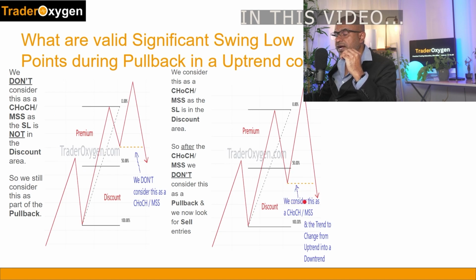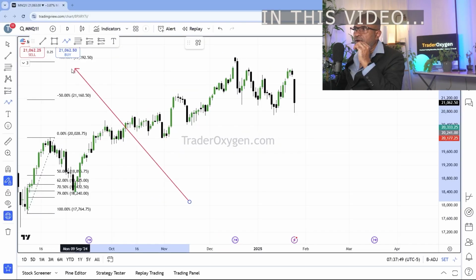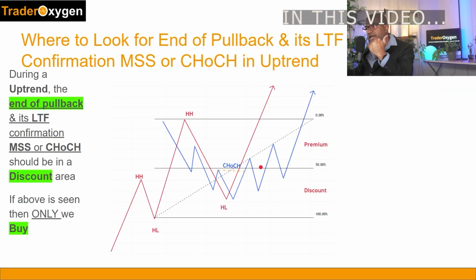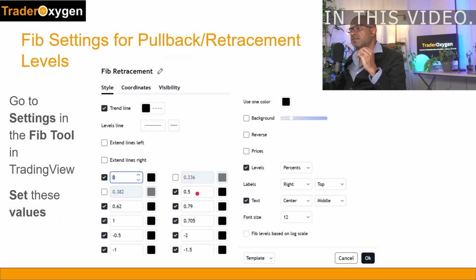As a change of character or market structure shift, you can take the next partial profit. After that, in the lower time frame, we can start buying. Set these extra levels in the fib tool.